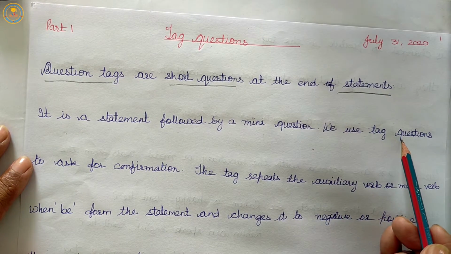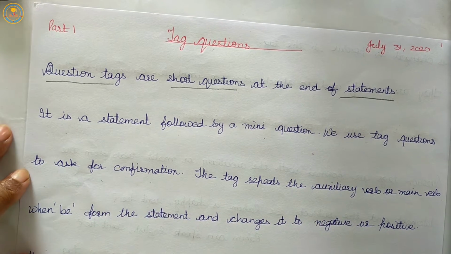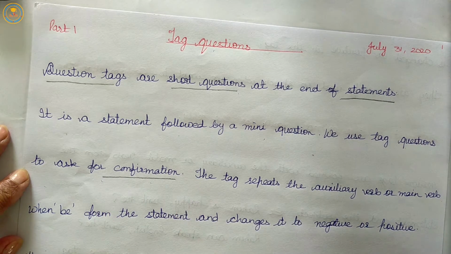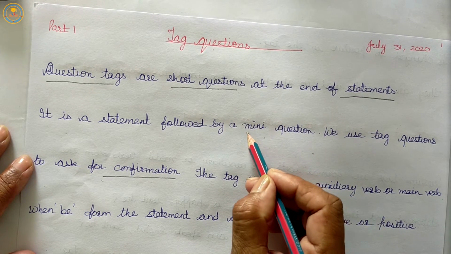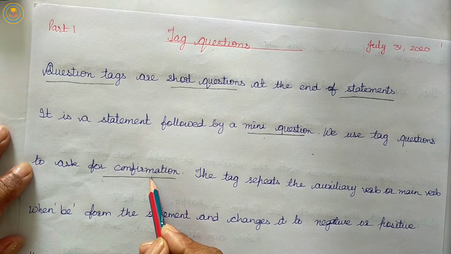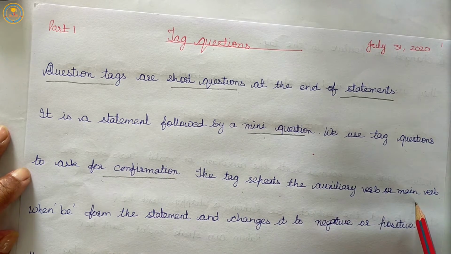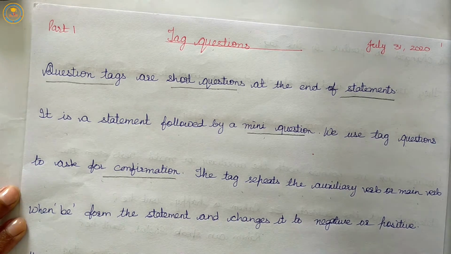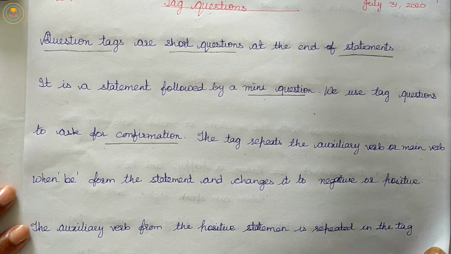We use tag questions to ask for confirmation. This also depends on intonation. So, a tag question is a statement followed by a mini question. We use tag questions to ask for confirmation. The tag repeats the auxiliary verb or main verb from the statement and changes it to negative or positive. Listen carefully.